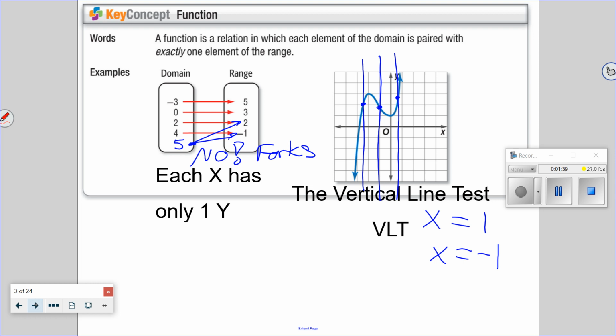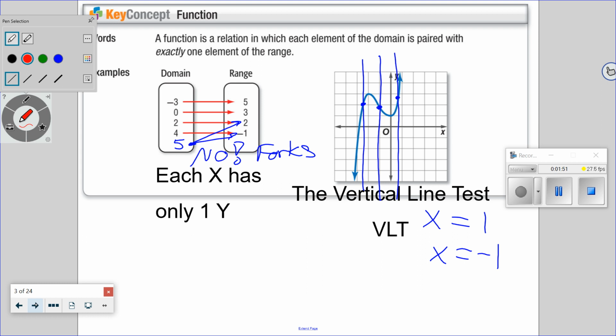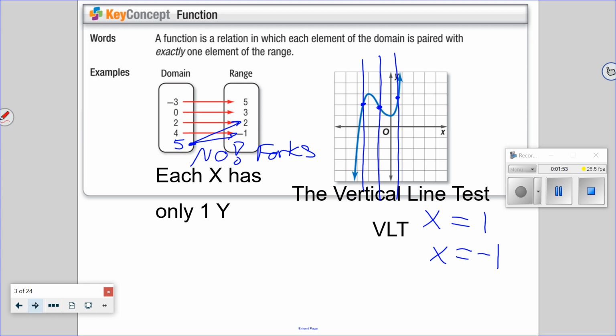If we set them up as mappings or graphs, it looks like this. You can get straight lines. If I had one more x, like negative 5 and 5, that would be okay. Two different x's can go to one y, but we can't have any forks. We can't have x equals 5 pointing to two different y's in the range.